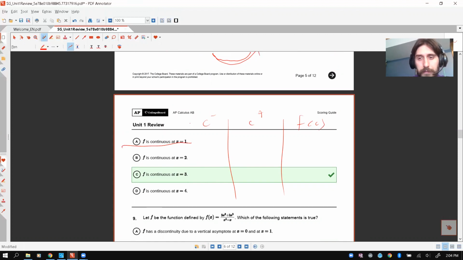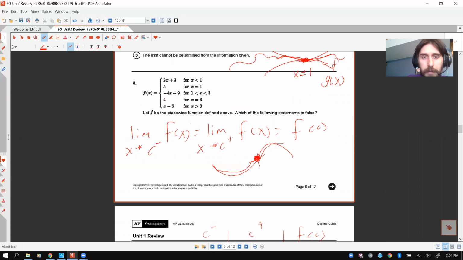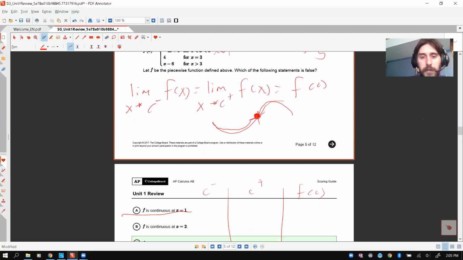At 1, as we approach 1 from values less than 1, we're going to use this first one. And if we find the limit as x approaches 1 from the left of 2x plus 3, again, always try direct substitution first. That would be 2 times 1 plus 3, which is 5. So the limit as we approach from the left is 5.